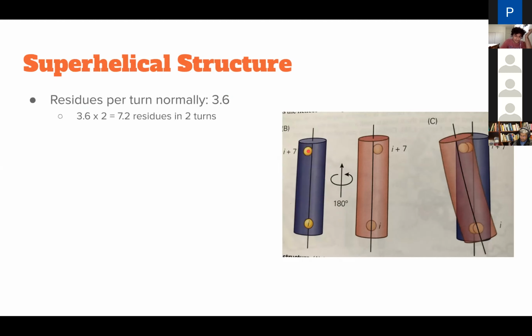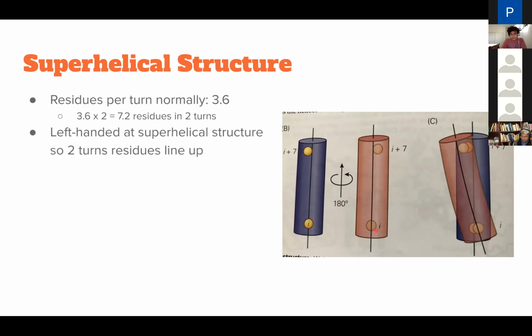But of course, we can't have decimal amino acids. So the 7th residue, I plus 7, ends up slightly left of the center of this helical axis. So now take the same alpha helix, make another one here, a red one, but rotate it 180 degrees. If you were to put these 2 on top of each other, what would happen? These residues wouldn't line up. So this I residue would line up, of course, but these I plus 7 residues, one of them would be to the left of the axis, the other one, as pictured here, would be to the right. These would not line up.